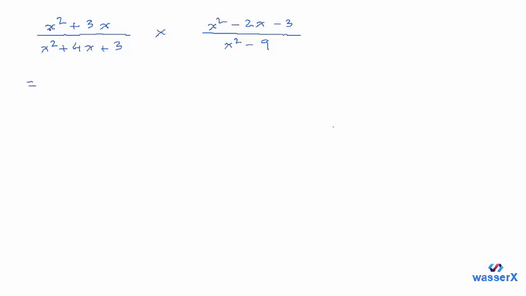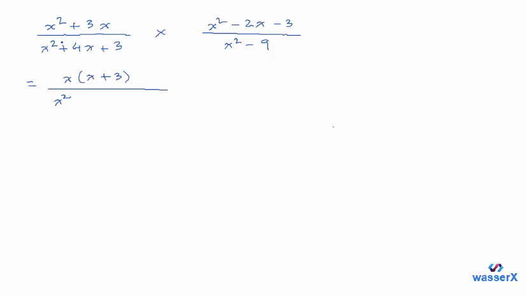X is the common factor between these two terms, so let's take that out. x times x plus 3. On the bottom, we have a trinomial. That's an expression having 3 terms. You may or may not be able to factorize it. Let's try it. It's going to be x squared.